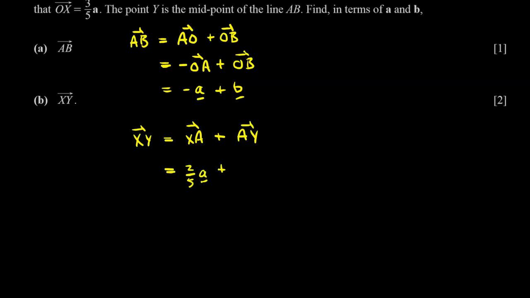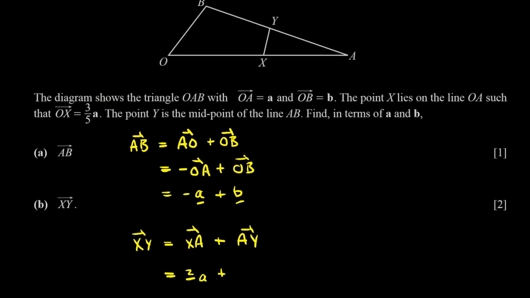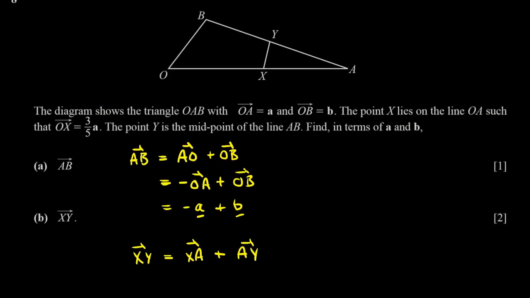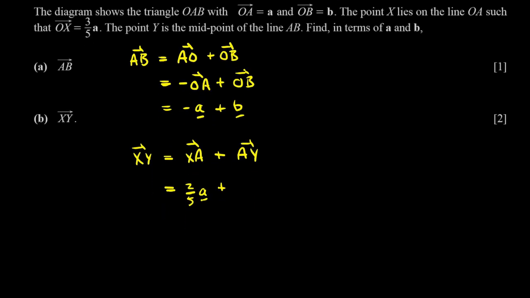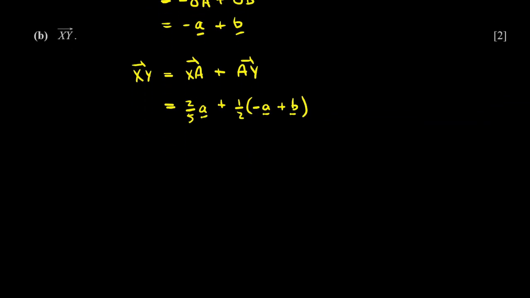And what's AY? Well, AY is halfway along the vector AB, isn't it, right? Because we said that Y is the midpoint, so this is a half of AB. We can write plus a half of minus A plus B. So if we combine this together, what we've got is 2/5 of A minus a half of A plus a half of B.